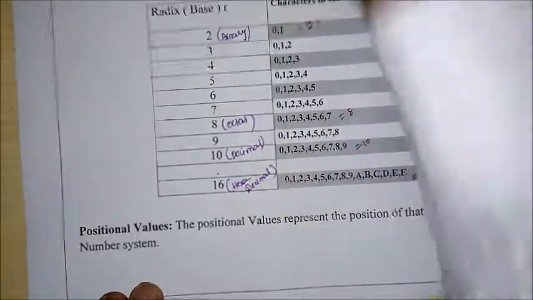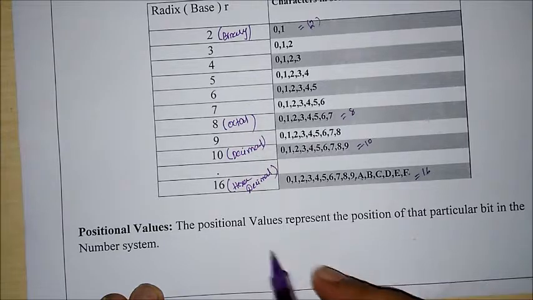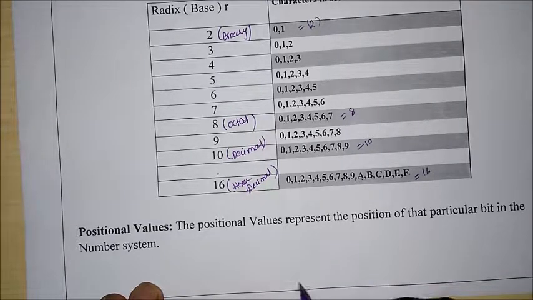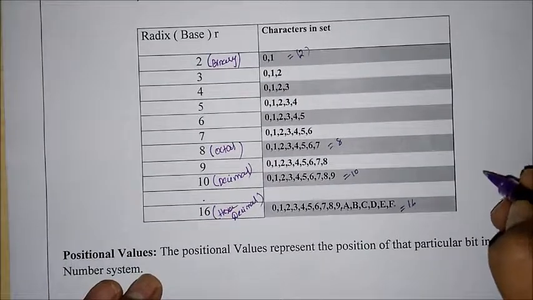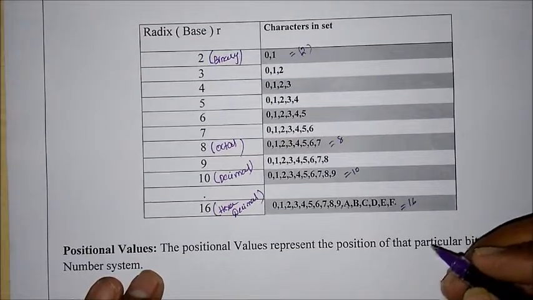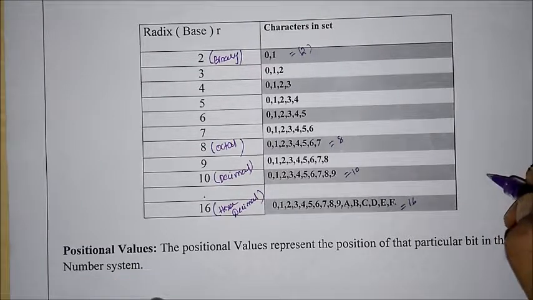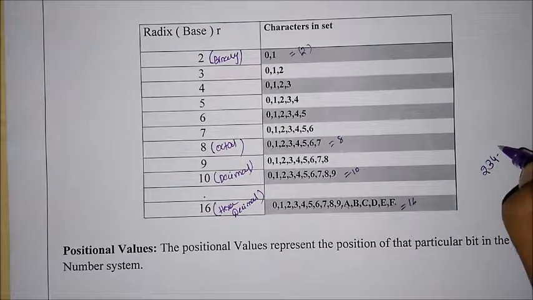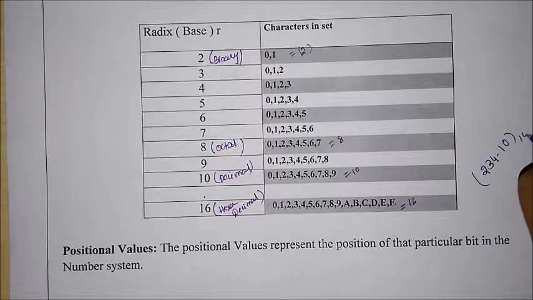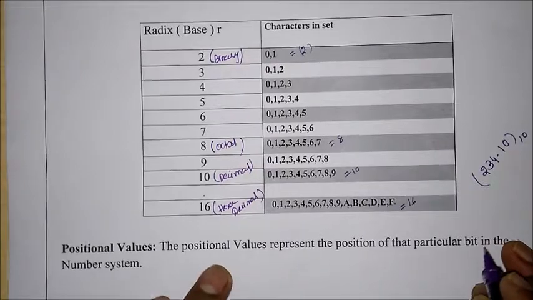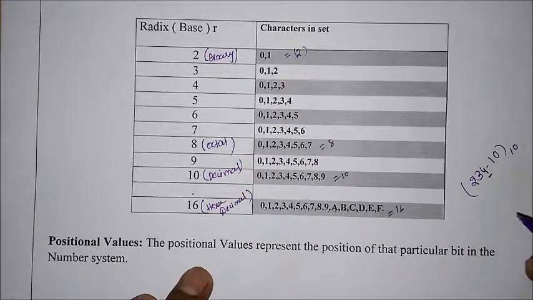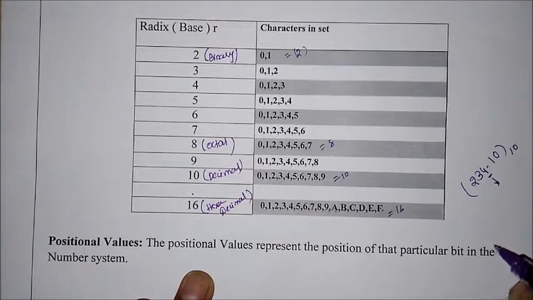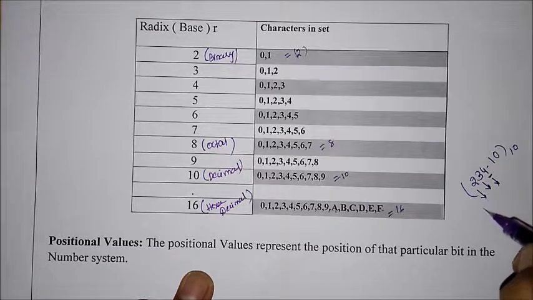How we are defining the positional number system means we are going to represent the position of that particular bit in that particular number system. The best example here is the decimal number system, as we are well versed with it. Now I am taking the example 234.10 base 10 as my number. Here 4 has the position of units, this is your tens position, and this is your hundreds.